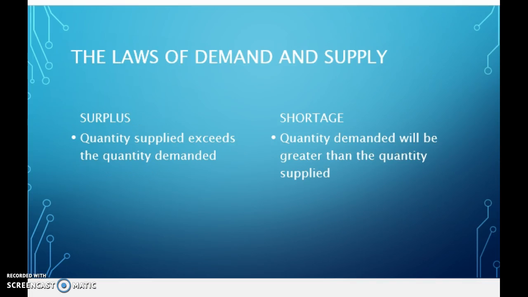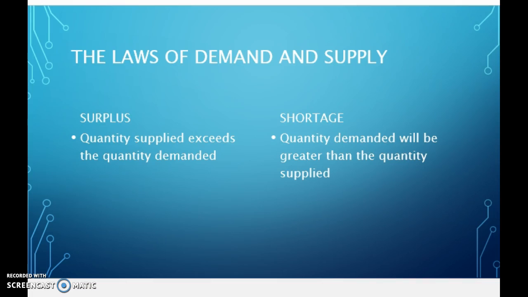Finally, let's review how a surplus or shortage might occur within a market economy. If the supplier increases the quantity and maintains the same price, a surplus will occur because the quantity supplied exceeds the quantity demanded. In the pizza example, if the pizzeria makes 1,200 pizzas a week to sell at $10 each, there will be 200 extra pizzas.